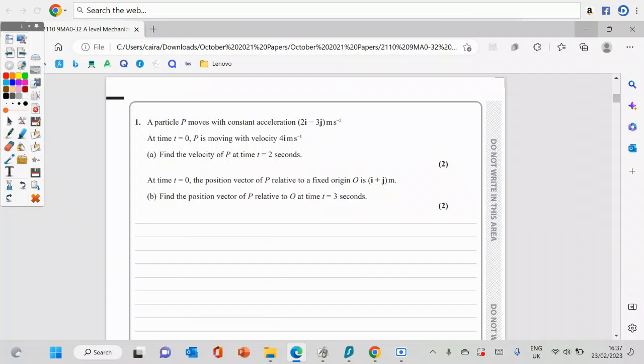We're going to go through the 2021 mechanics paper now. I've done the stats paper. This is mechanics. Again, it shouldn't be too long, this one. So, shall we crack straight on with question number 1?